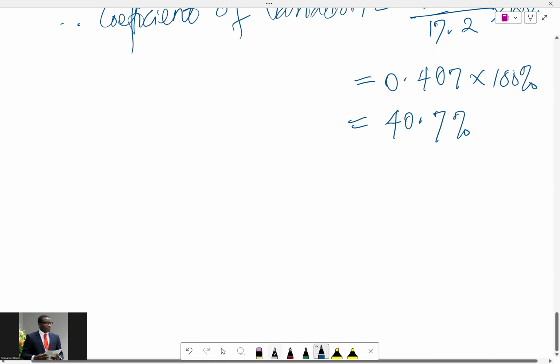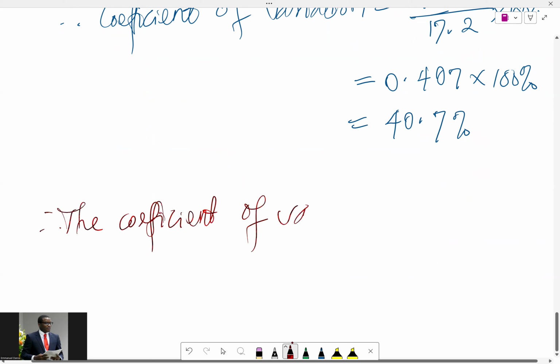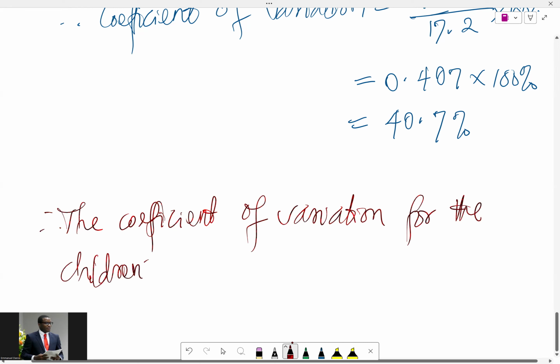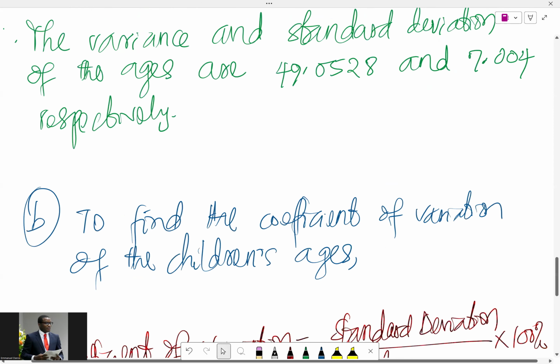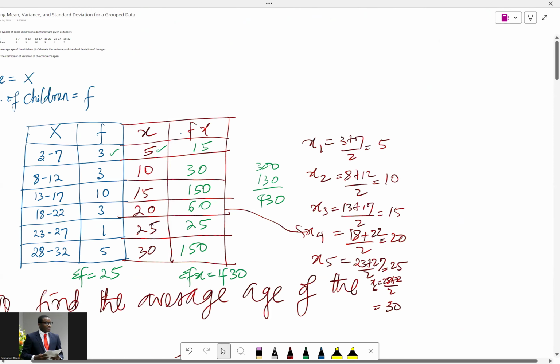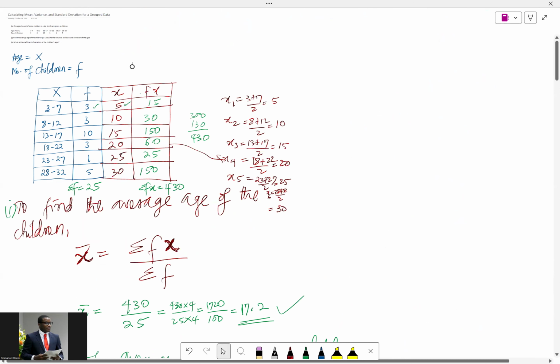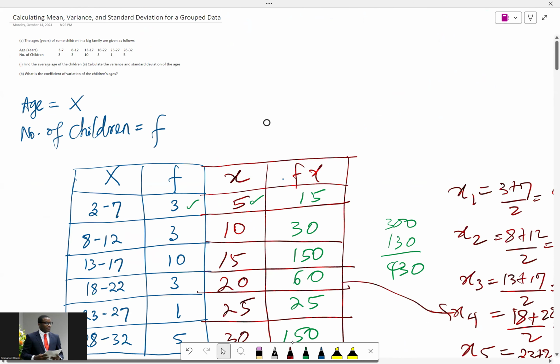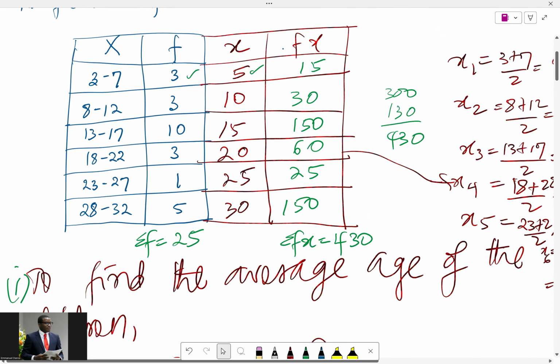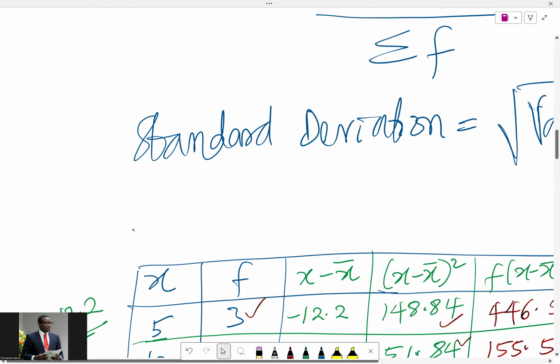We can also say, therefore, the coefficient of variation for the children's ages is 40.7%. And with that, we come to the end of this problem, which is the question we see up there. So that's the end of that.